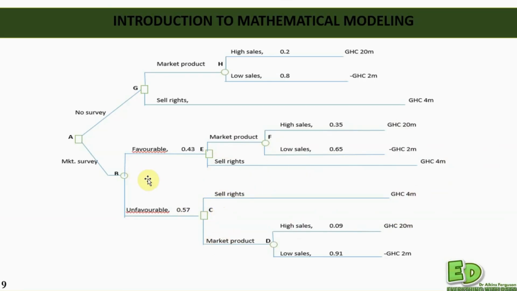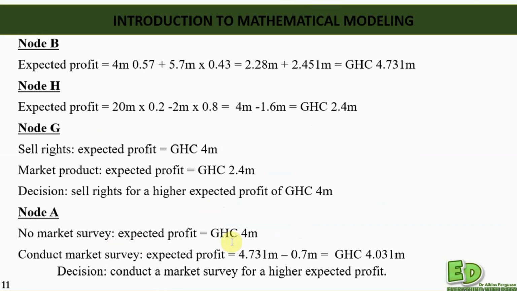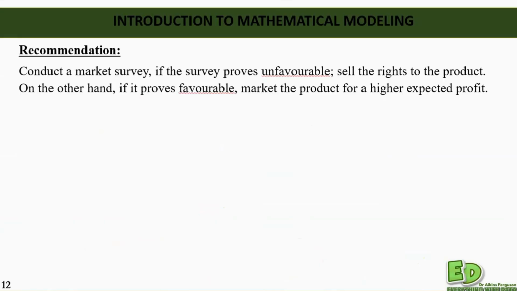Same for node B. It goes on and on until you get to node A. Here you can see that at node A, with no market survey, you get a profit of 4 million, and when there's a market survey, the profit will be 4.03. Based on this, the decision is to conduct a market survey for a higher expected monetary value. The recommendation is to conduct a market survey. If the survey proves unfavorable, sell the rights to the product; on the other hand, if it proves favorable, market the product for a higher expected profit. That is how we do a decision tree.